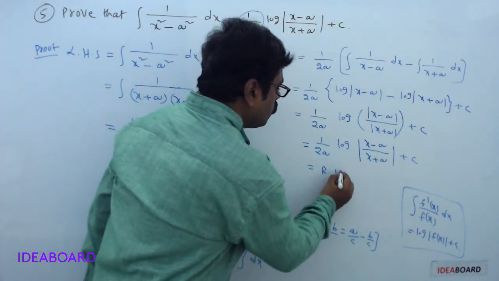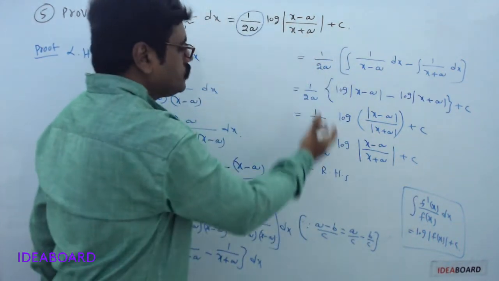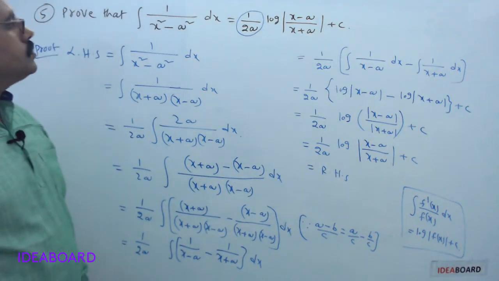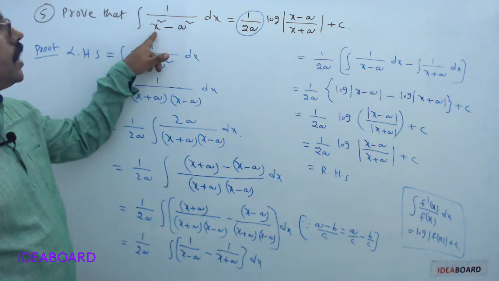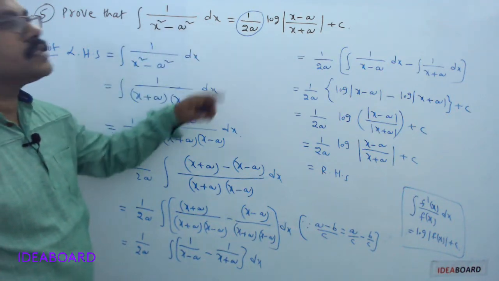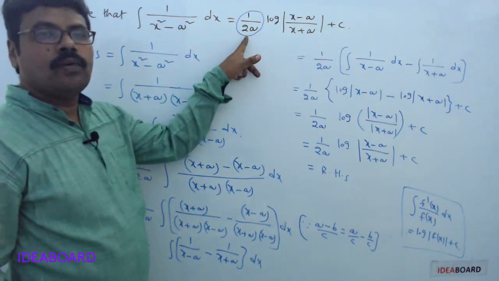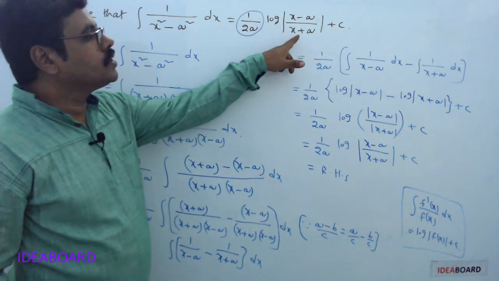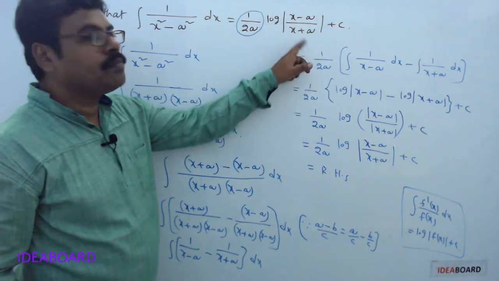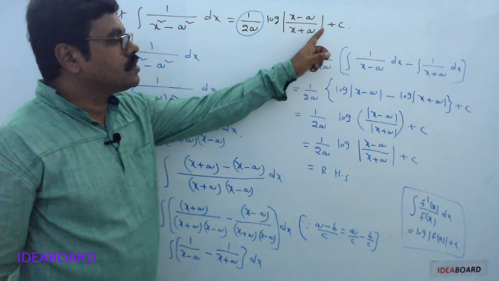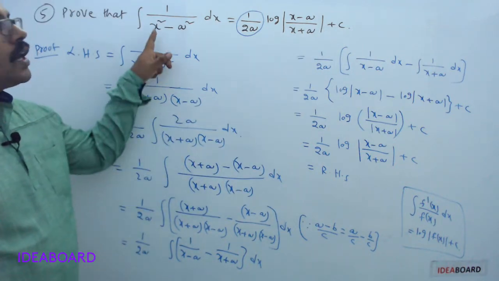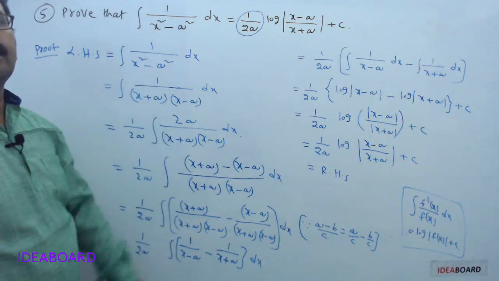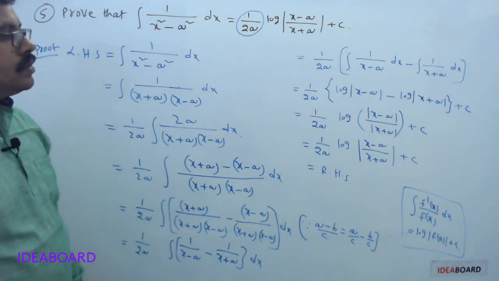Now this equals your RHS. Now what is the formula? Integral 1 divided by x square minus a square dx equals 1 by 2a into log modulus of x minus a divided by x plus a plus some constant c. So from now onwards, we will consider this result as a standard formula.